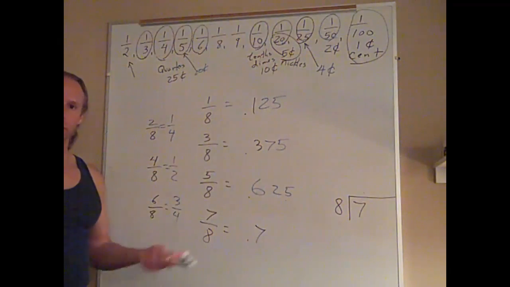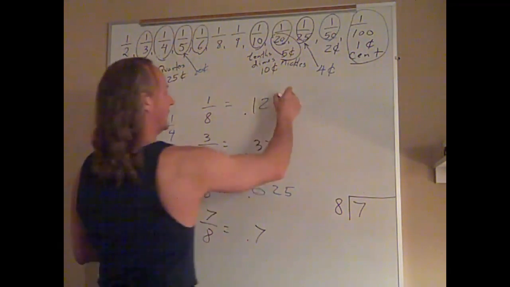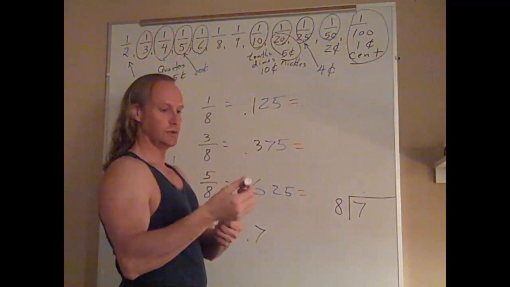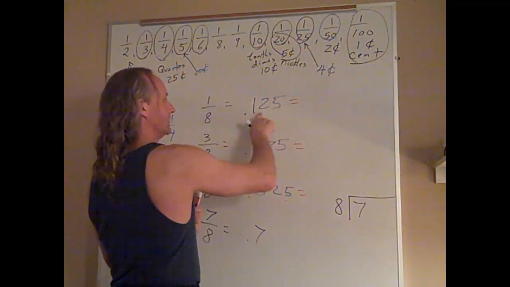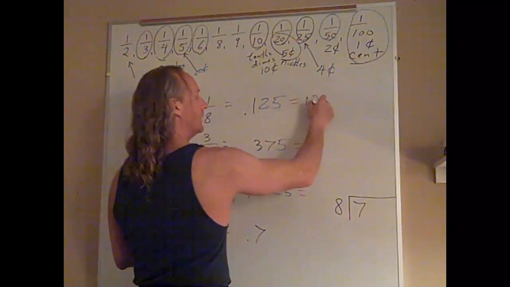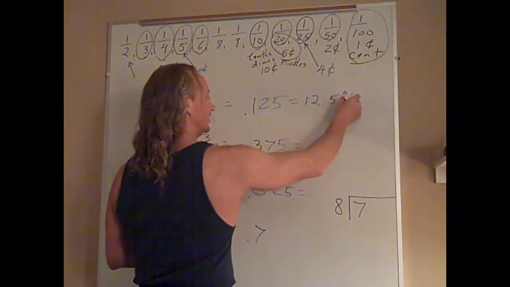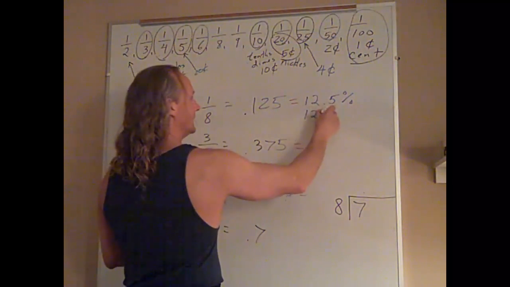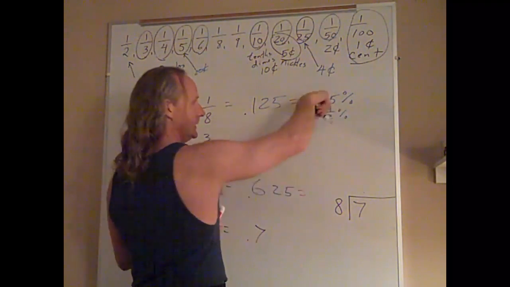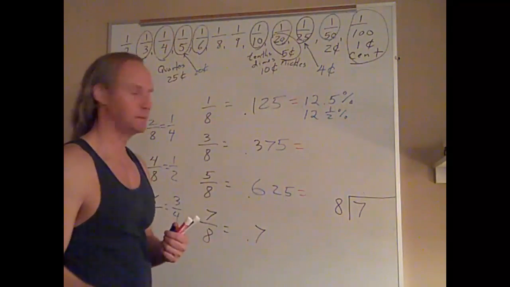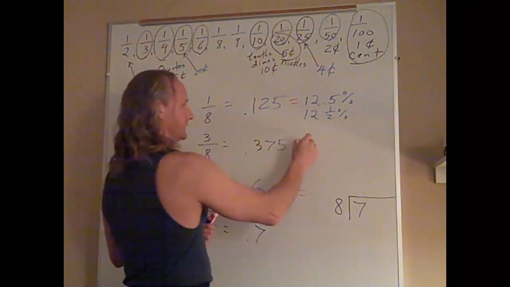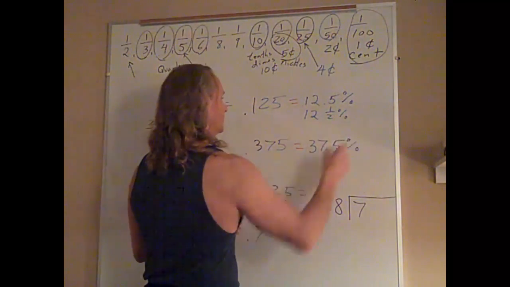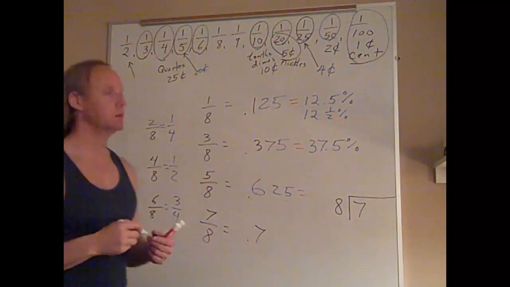Now before I move on and before we leave, I am going to go ahead and write the percents of these. When you write a percent, we move the decimal 2 places. That is 12.5%. That is exactly equivalent to 12.5%. Either one of these is perfectly appropriate. This is, of course, 37.5%. And I'll leave the rest up to you.